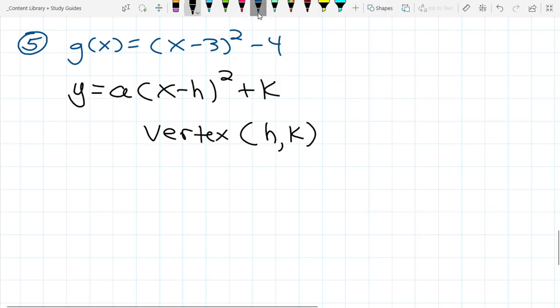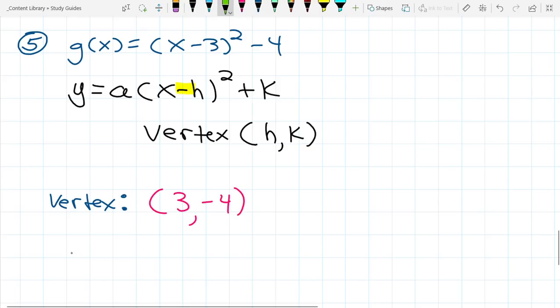So the first thing that we do when we're in vertex form is we find the vertex. So the vertex is located at not -3, but +3, because in our formula there's a minus sign here, so that tells you to use the opposite value that you see for your x value. The y value is -4, so (3, -4).